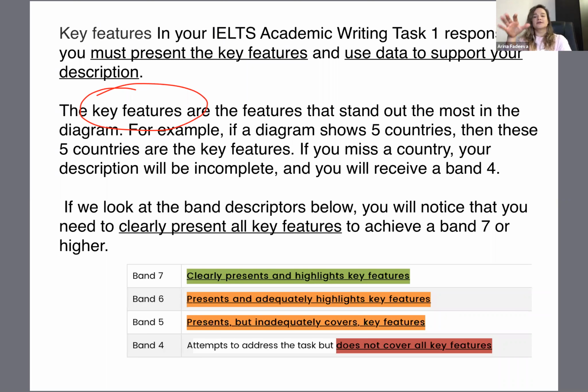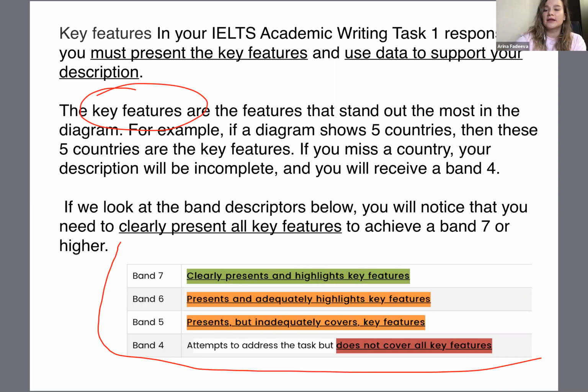What are the key features? That's from the band descriptors. You can download them on any official site, British Council, IDP, IELTS.org, anywhere. Just search for IELTS Writing Task 1 band descriptors, and you will get four criteria on different band descriptors: task achievement, coherence and cohesion, lexical resource, grammatical range and accuracy.